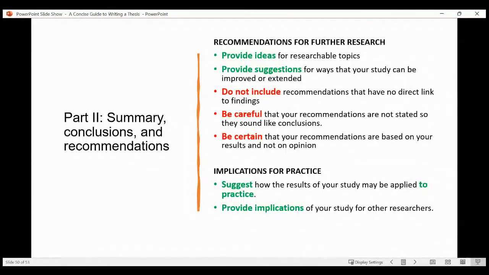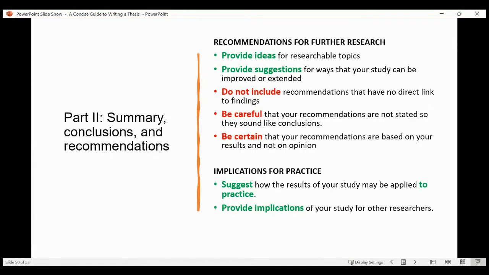The most important part that you need to add in the conclusion is the recommendation for future studies or future research. Provide ideas for researchable topics. Provide suggestions for those who will read your thesis or dissertation. Do not include recommendations that have no direct link to the findings or to the research questions or to your study. Be careful that your recommendations are not stated so they sound like conclusions.